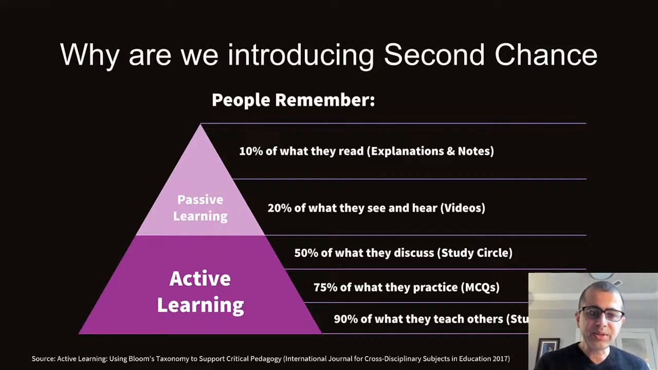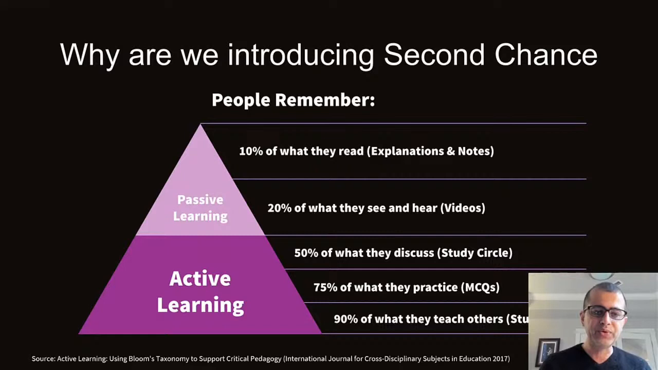If you actually practice MCQs, you retain 75%. It is one of the best ways to learn. It is active learning, in which we have seen in Darwin that you do retain a lot more than you would with any of these other passive methods. And second chance, you'll see, actually enhances this number. It even improves the amount that you would retain in practice.